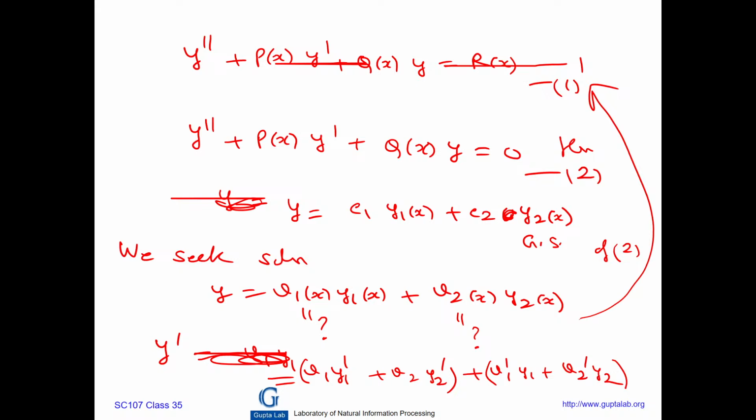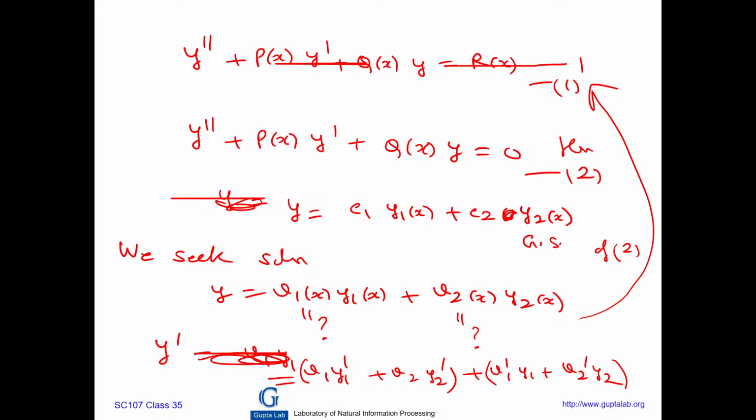I'll say, okay, suppose I am looking for only those v1 and v2 for which this is 0. This will simplify my task, right? Because now you see, if this is 0, I have two equations, right? I can solve for v1 and v2. And anyway, I need only particular solution, so it's okay. I'm not worrying about the general solution, right? Got it? So I'll say that suppose this is 0. I am only looking for those v1 and v2 for which this expression is 0, right?